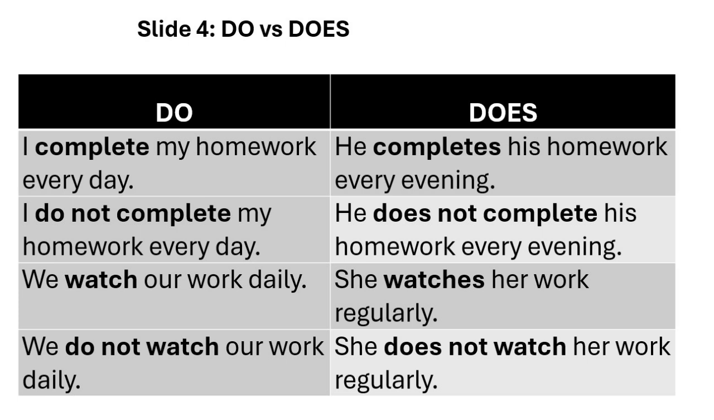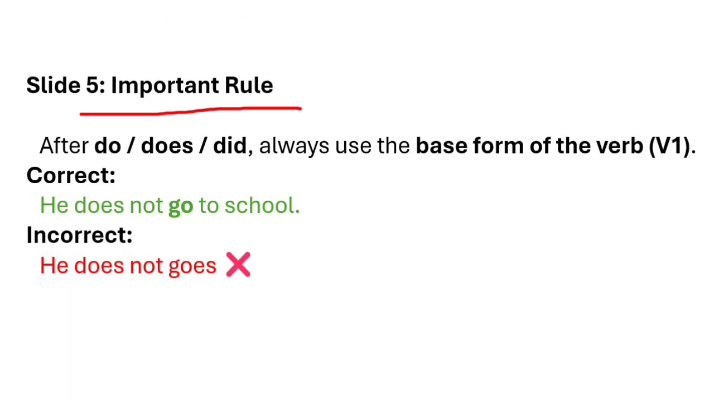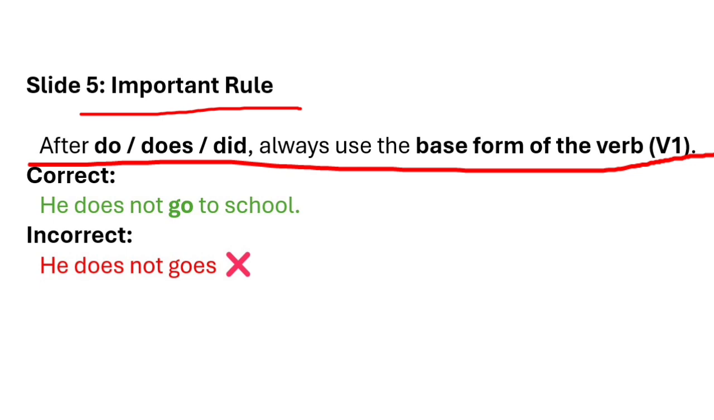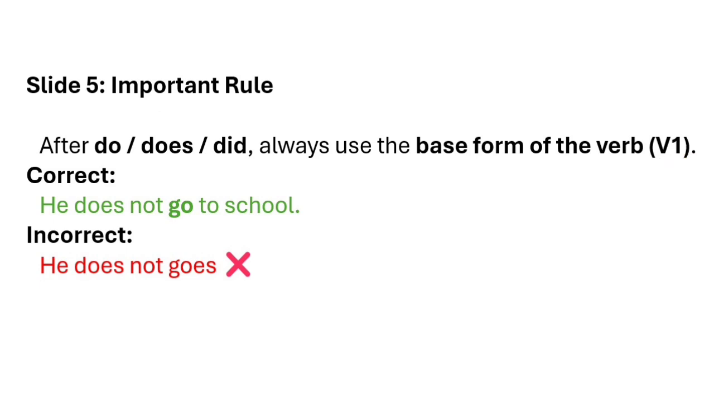But coming to the negative sentence, does is there. She does not watch her work regularly. And there is an important rule here. After do, does, did, we always use the base form of the verb, means first form without es, without past form. So here, see one example.